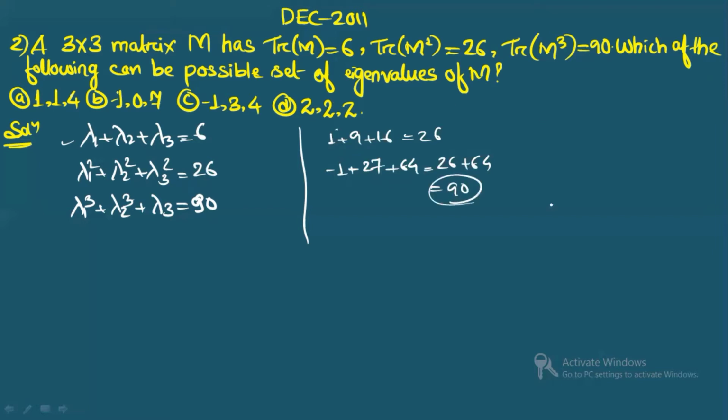So option C is correct. You can also check the last option: when you do the square of this, 4 plus 4 plus 4, you get only 12. So the correct option is option C here. Clear? Now let's see the next question.